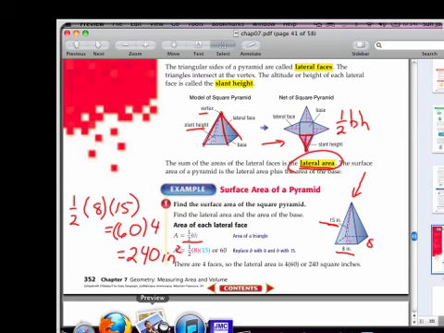Now, if we wanted to find the total surface area, we also need the base to go along with it. So that would be, you know, it's 8 by 8, it's a square. 8 by 8 is 64. So my total area is 304 square inches on all of that.